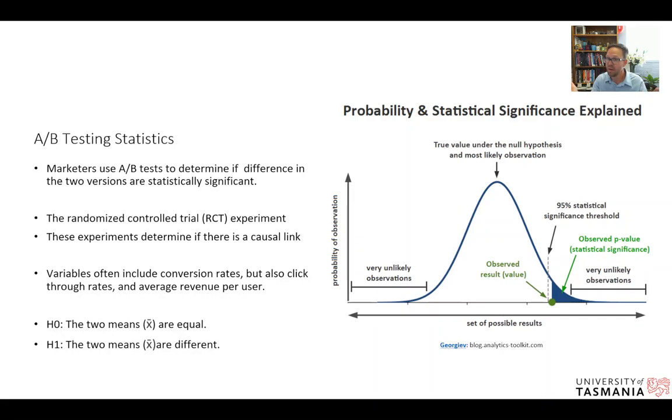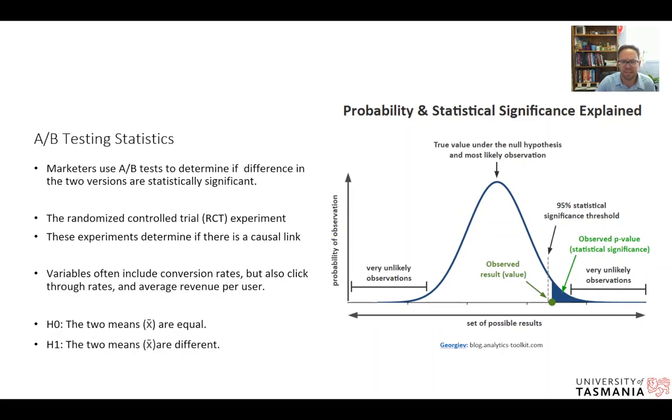Now, if you're a smart person, you might go, whoa, hang on, that's a big claim to make. The changes that we made are actually causing that. There might be a correlation there, and you'd go, oh yeah, we've seen the results, and it turns out there's a relationship: when we use page B, people are buying more. But to say that that's causing it is a big thing to say. So variables are often included in conversion rates, but also click-through rates and average revenue per user.